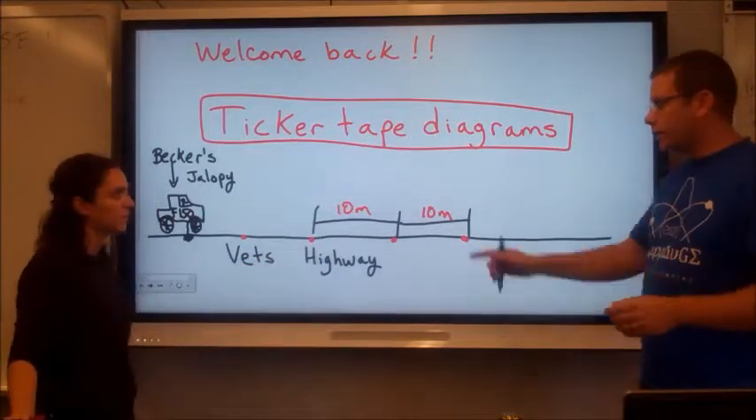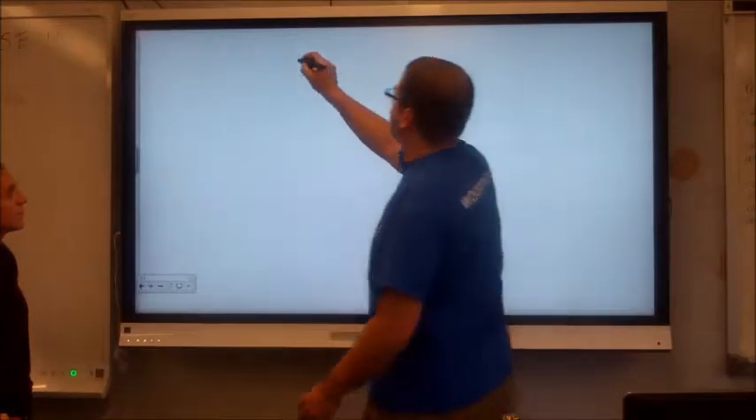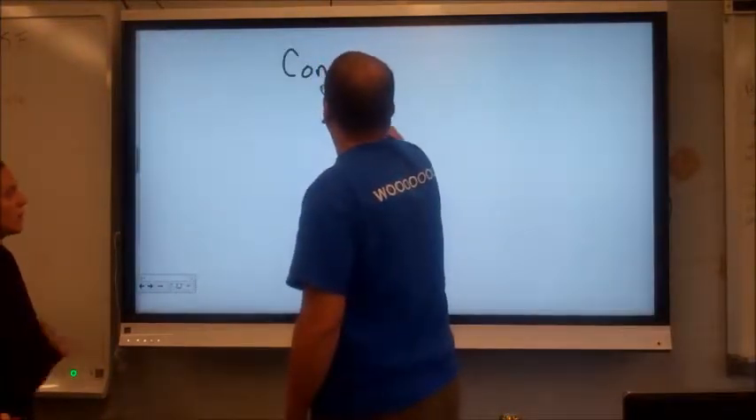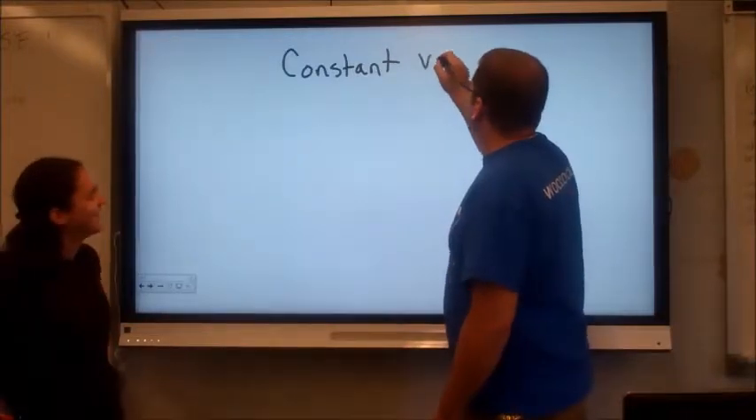Let's redraw that on a clean sheet. We're going to call it constant velocity. I'll let you draw my jalopy. Oh, I'm not going to draw the jalopy again. So constant velocity.